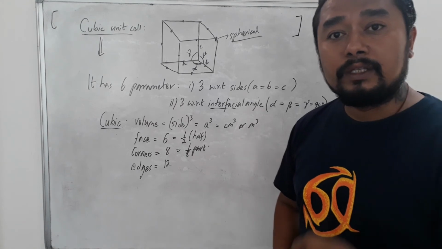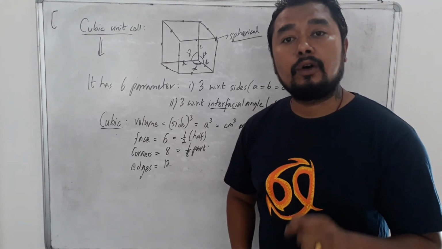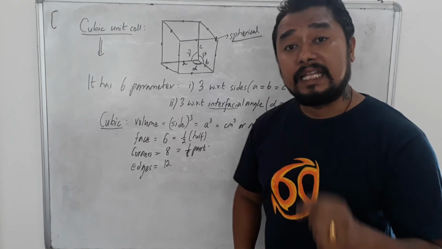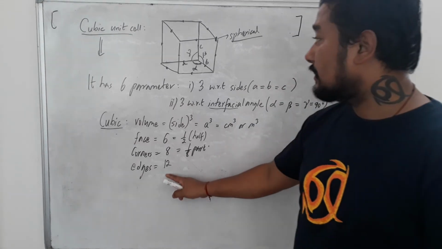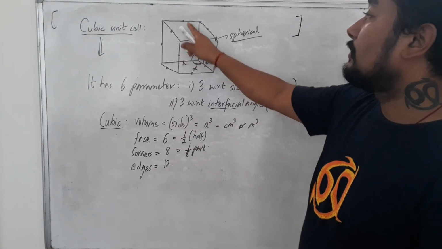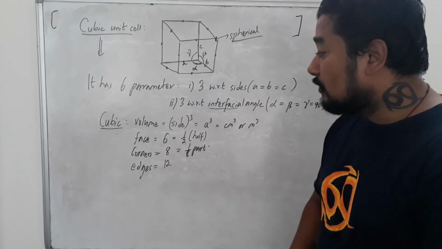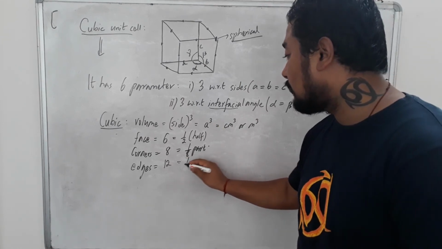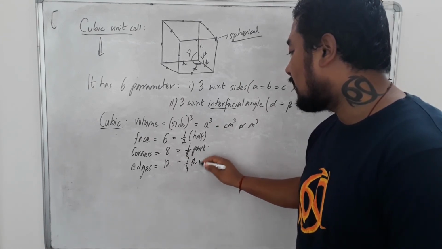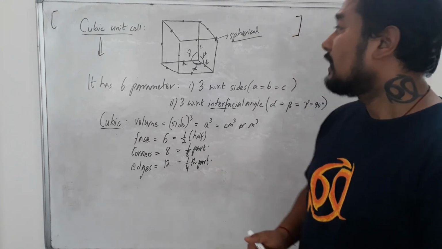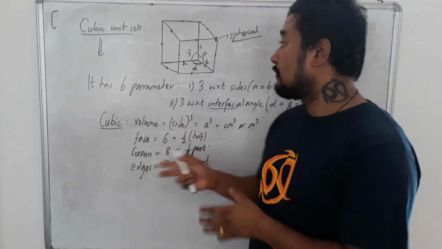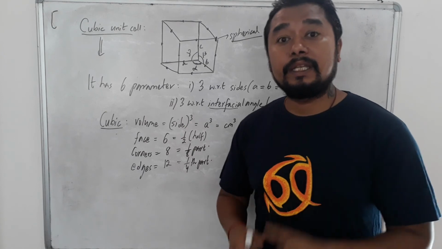Each corner will share 1/8. Each corner will share 1/8, and there are 8 corners. Now edges. As you have already said, there are 12 edges, and do remember each edge will share 1/4 part of the atom. It is not possible right now to show you how it happens, but you can imagine.